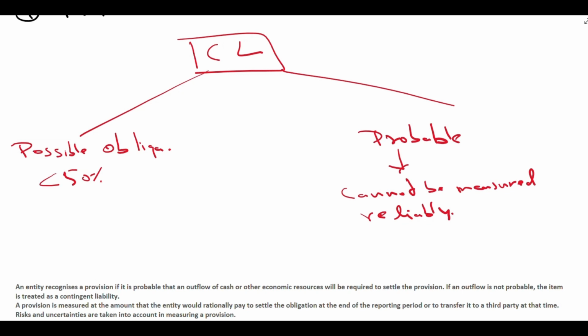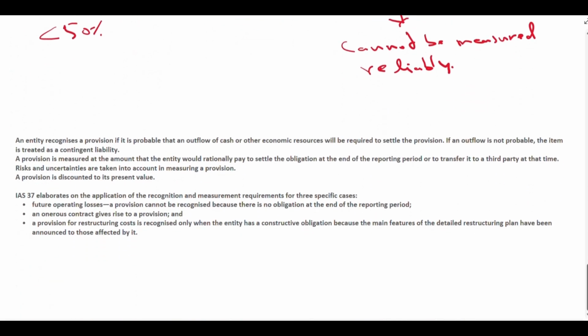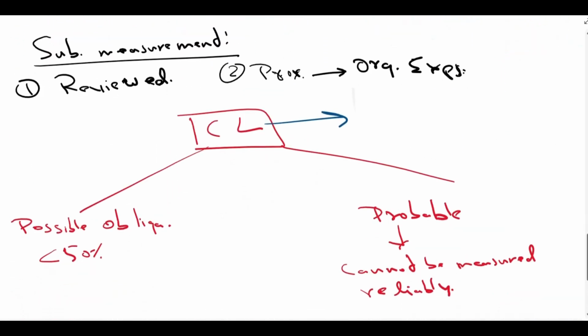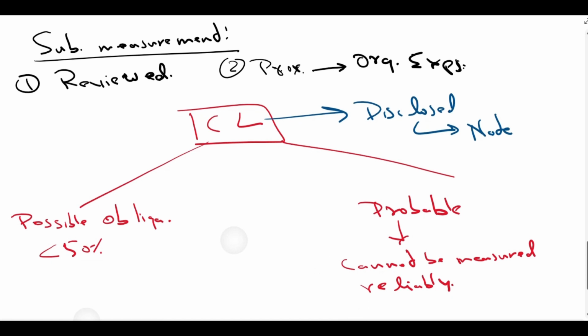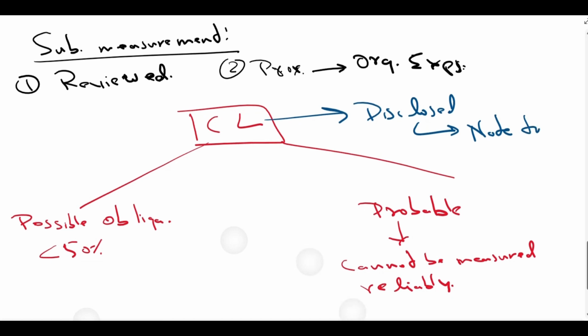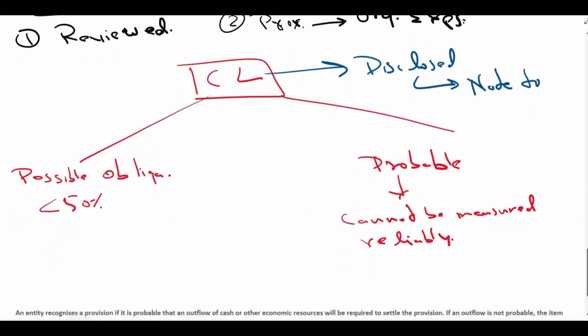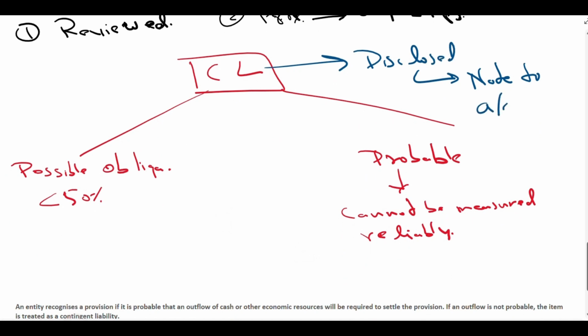So in this case, we'll see if it is a contingent liability, and if it is a contingent liability, then we said it needs to be disclosed. Disclosed where? In the notes to accounts.